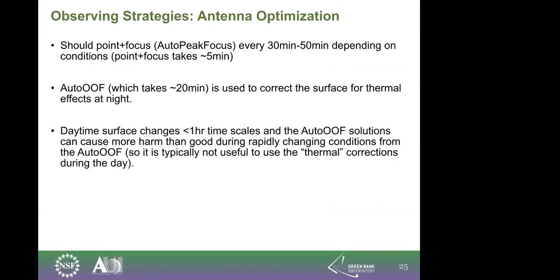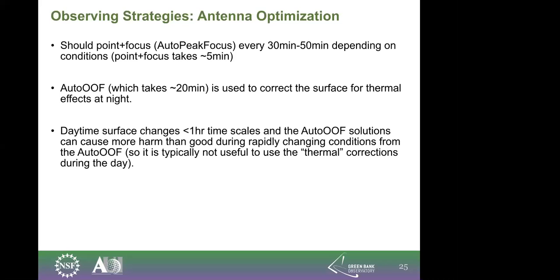All right, so observing strategies and antenna optimization. Usually if you're doing high frequency observations, you want to do a point and focus correction, which is known as an auto peak focus, roughly every 30 to 50 minutes, depending on conditions. If you're at lower frequencies, so anything less than about 20 gigahertz, then maybe you could do it every hour and a half. And usually these point and focus corrections take about 5 minutes, and they should be included in your overhead when you're applying for telescope time. So if you have a 3-hour observation, you want to make sure that you include time to do these point and focus corrections during your observation.